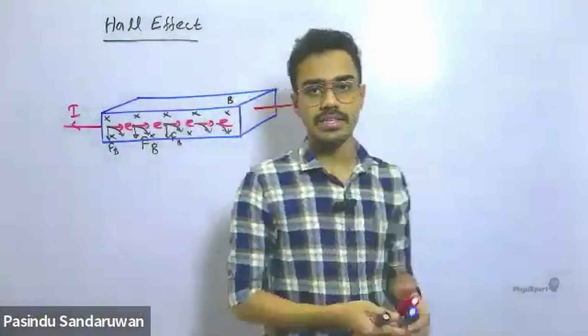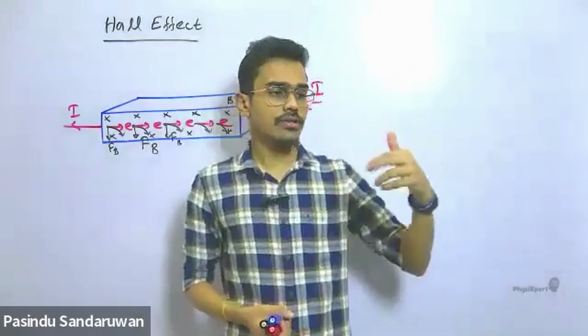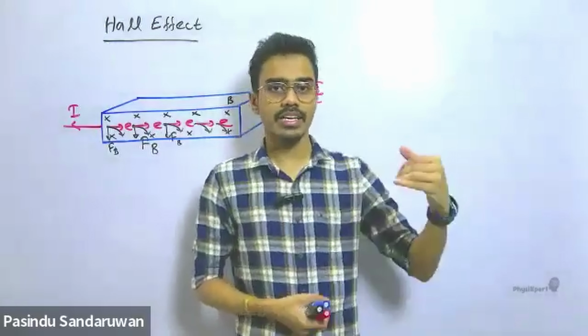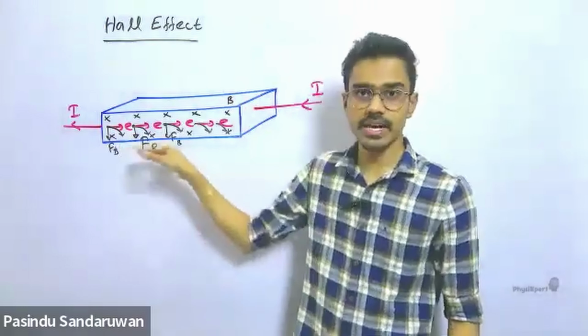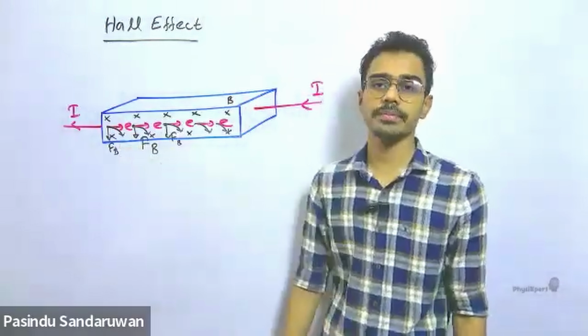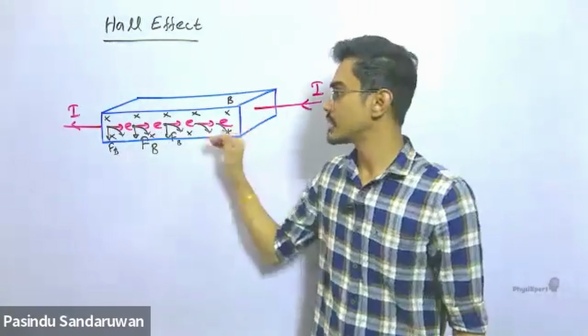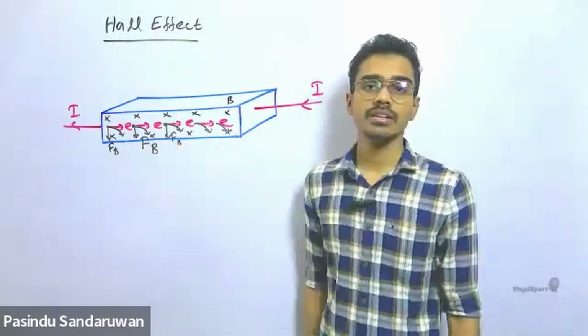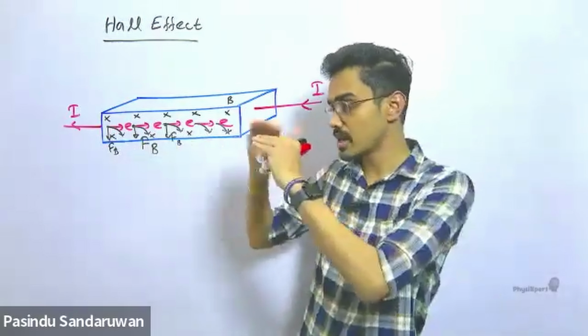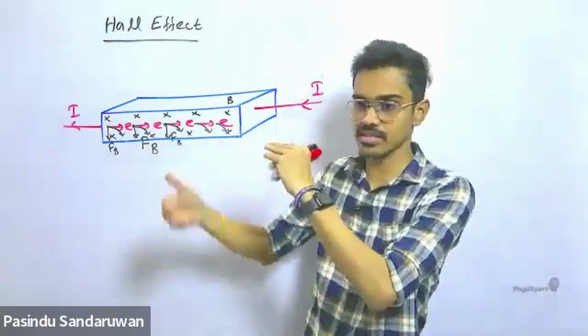Now what happens is, when current keeps on flowing, after some time electrons are reaching the bottom surface. So after some time, the electron density at the bottom surface is greater than at the top surface, because all the electrons passing through are reaching the bottom surface now.